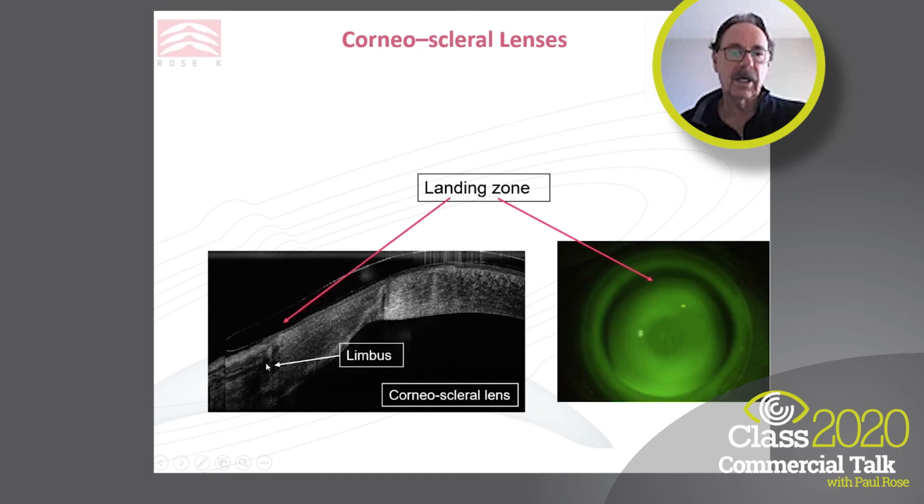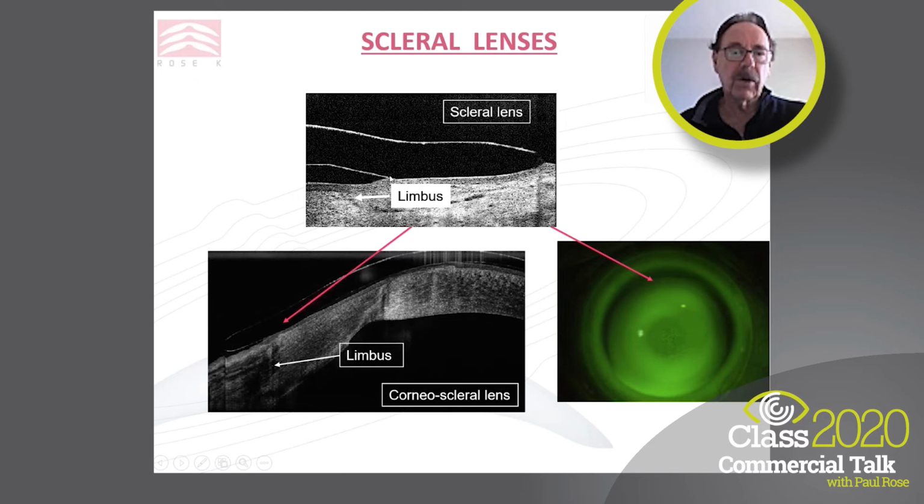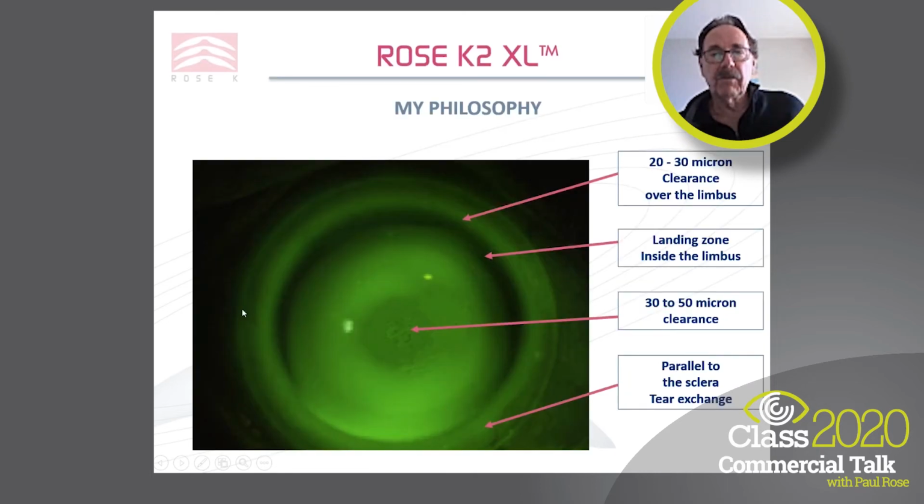And you can see here from this diagram, this is an XL, this is my design here, it's a very thin lens. Here's the limbus, so we actually land the lens just inside the limbus, and then we open up the periphery to ensure we get good tear exchange right up to the limbus to oxygenate those limbal stem cells. And you can see here's your typical pattern with the landing zone just inside the limbus. Whereas with a scleral lens, you actually vault outside the limbus, so some of the conjunctiva is actually trapped underneath the lens.